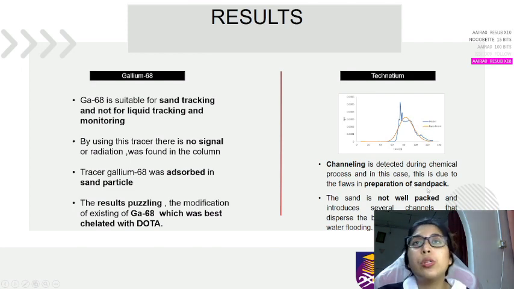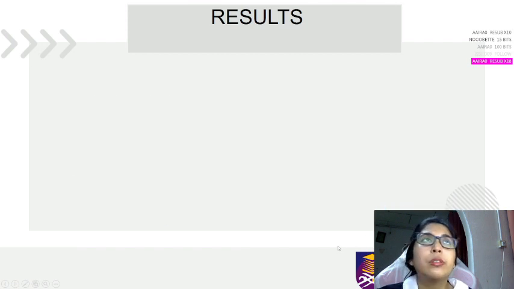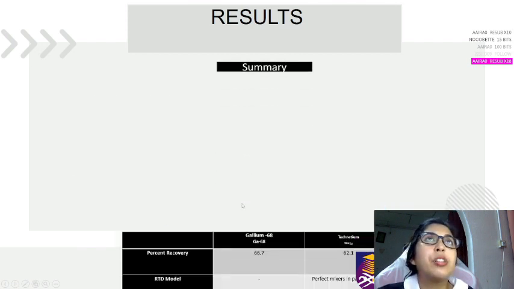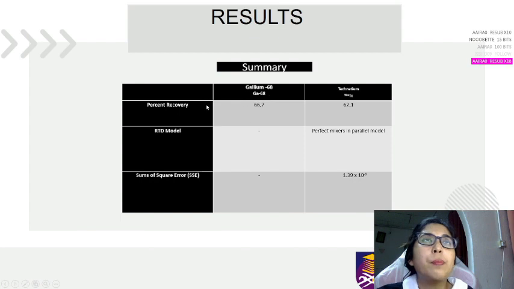This may be due to the preparation of the SANDPACK. The sand is not well packed and introduced several channels that disperse the brine and the tracer during the water flooding. So this is a perfect mixture in the parallel model. As a result, gallium 68 recovery is 66.7% and technetium 62.1%, still about the same. For the RTD model, there is no model we can detect because of the sand tracking.